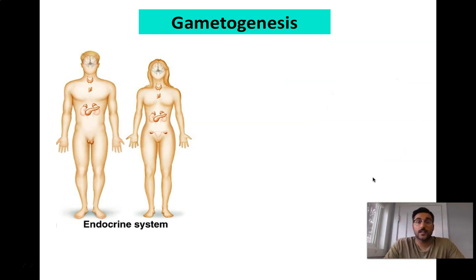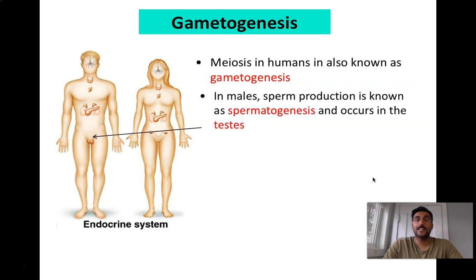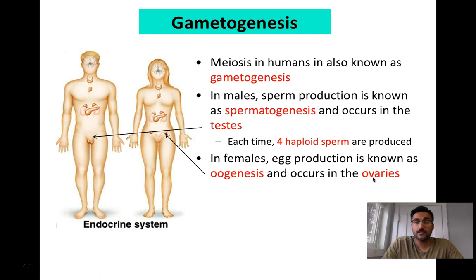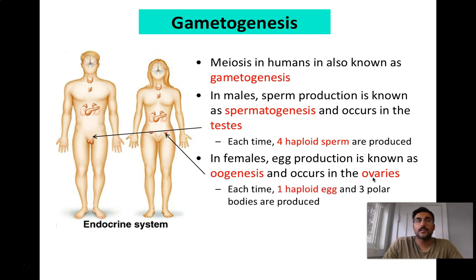Gametogenesis is the production of gametes, so the production of eggs in women and sperm in men. Four sperm are produced at the end of meiosis. In women, it's interesting, only one egg is produced, and then the three other cells that are the product of meiosis are not eggs, they're actually these sort of helper cells called polar bodies, and they assist in the maturation of the egg. So remember, at the end of meiosis, four cells are produced, four haploid cells.